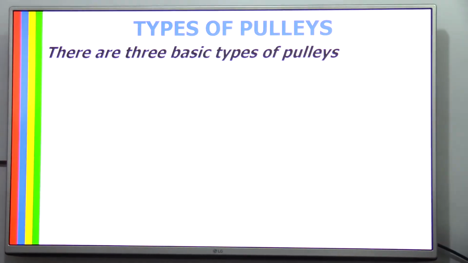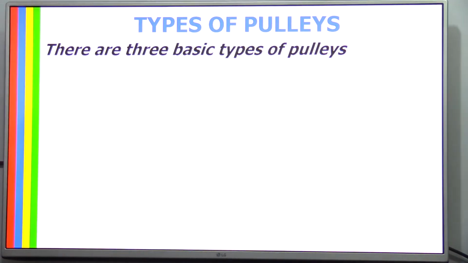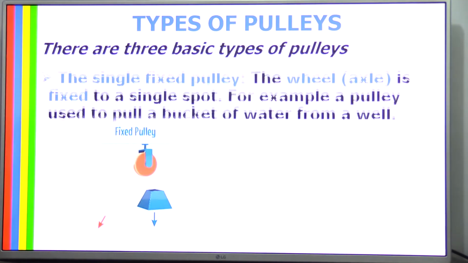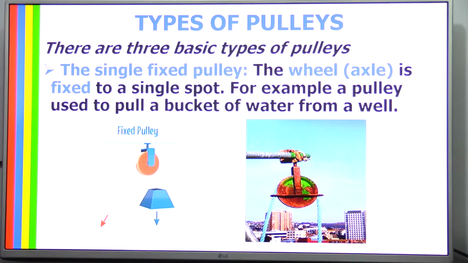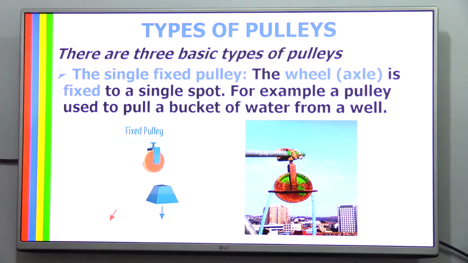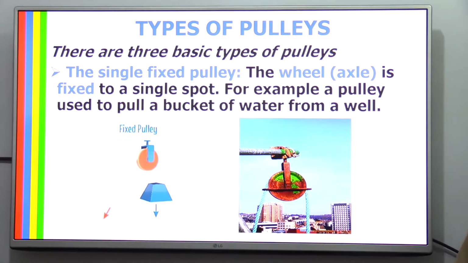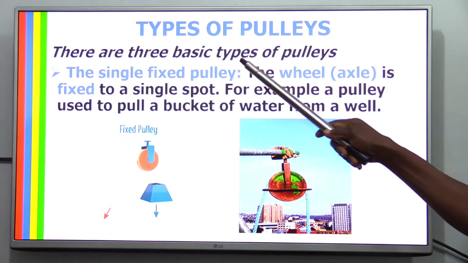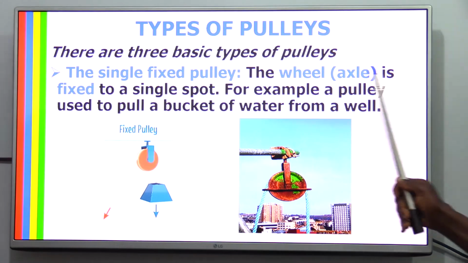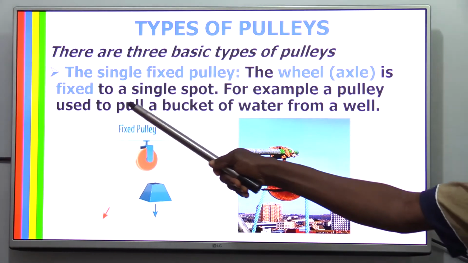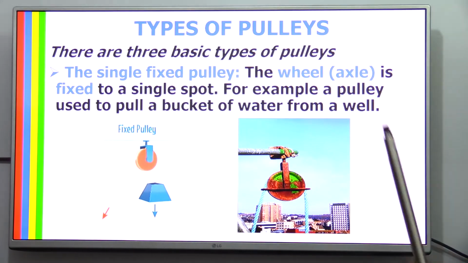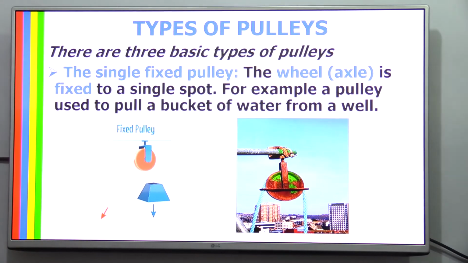We have 3 types of pulleys. How many types of pulleys? 3 types of pulleys. The first one, we call it the single fixed pulley. Say that. The single fixed pulley. In a single fixed pulley, the wheel is fixed to a single spot. For example, a pulley used to draw a bucket of water from a well. It's a single fixed pulley.